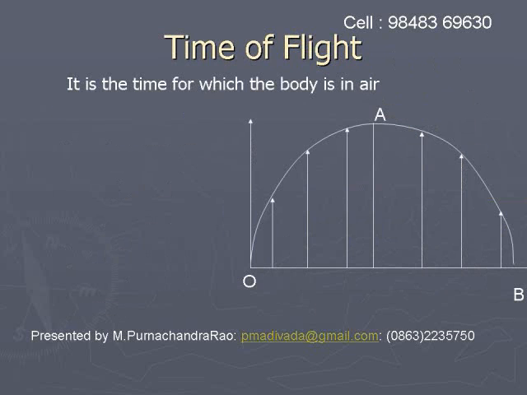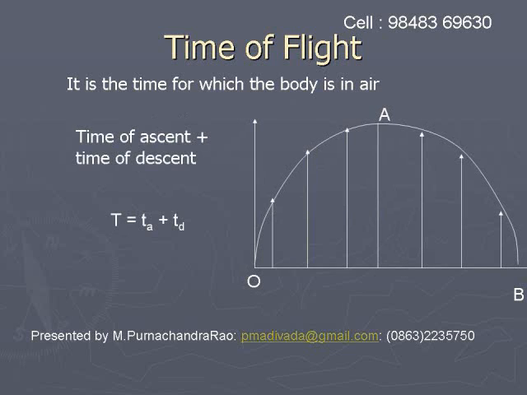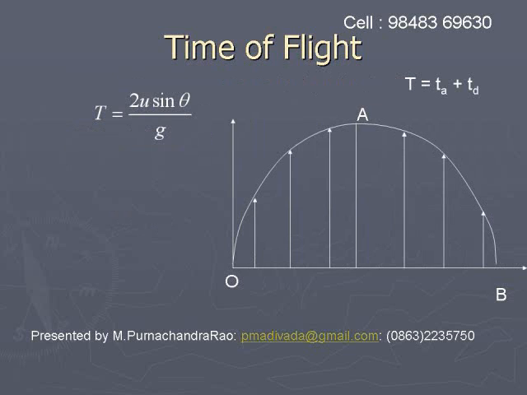Time of flight. It is the time for which the body is in air, which is equal to time of ascent plus time of descent. So time of flight capital T is equal to ta plus td, which will be equal to 2u sin theta by g.